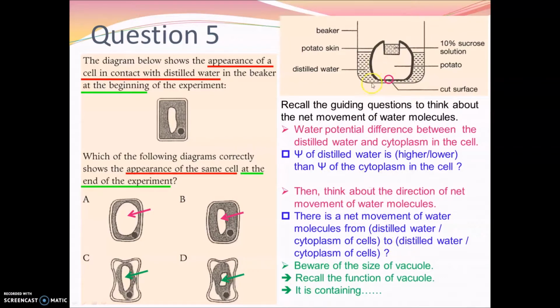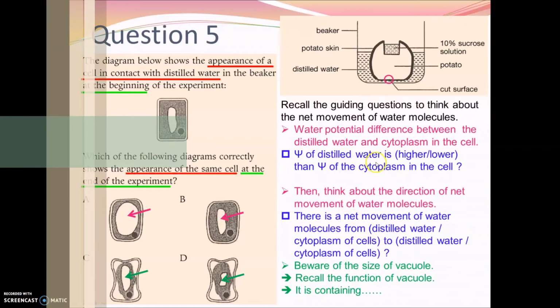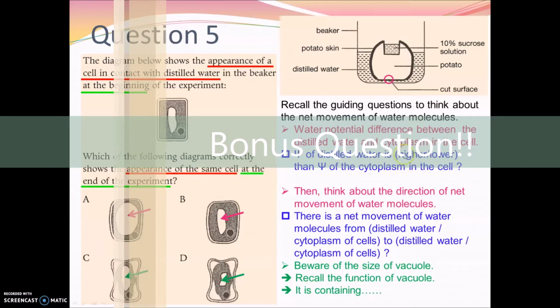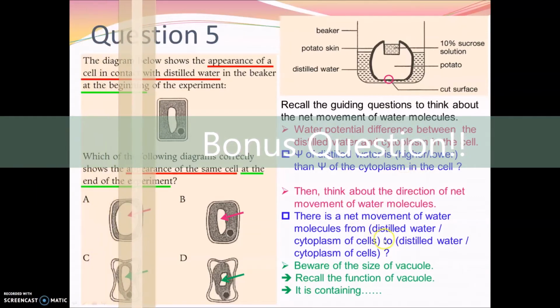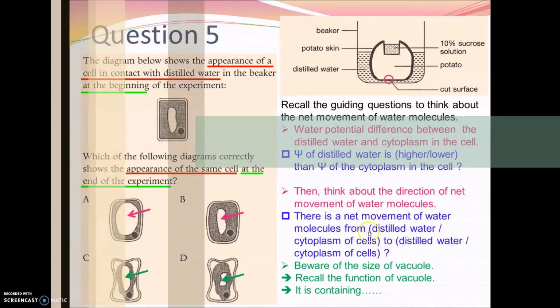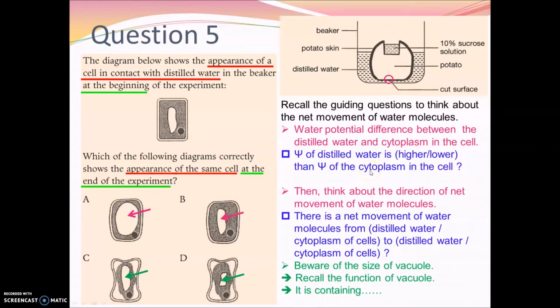Okay, so for these two questions in blue color, if you can also copy these two sentences with the correct comparison, higher or lower, and the direction from where to where, if you can answer it correctly, I will give you one more bonus mark. The guiding questions are these two parts.